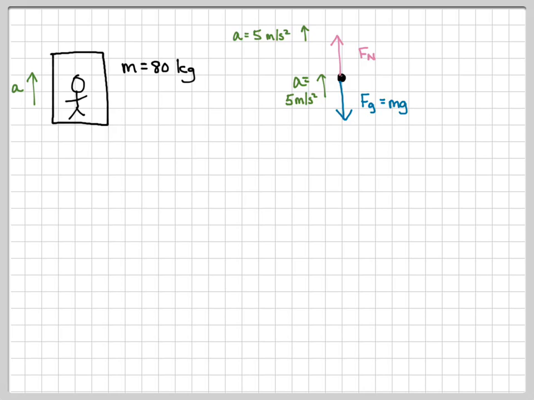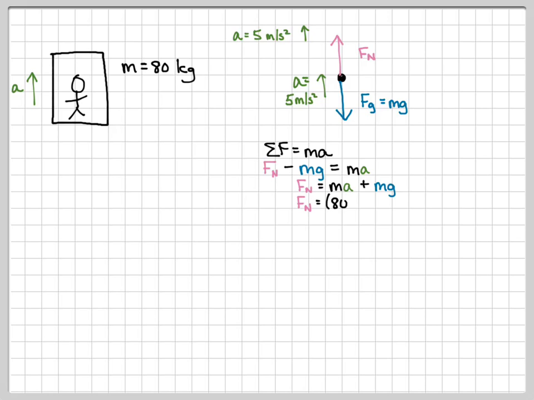So I'll write my Newton's second law. Sum of the forces is equal to mass times acceleration. I'm once again going to call my normal force positive. It happens to be in the same direction as my acceleration. So normal force minus the weight is equal to mass times acceleration. So acceleration here isn't 0, acceleration is 5. Again, we're going to solve for the normal force. So let's rearrange. My normal force is equal to mass times acceleration plus my weight.